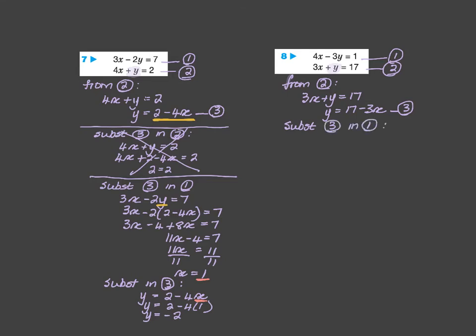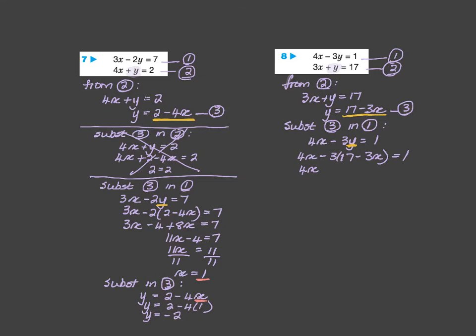Remember, we talked about not being able to substitute it back into equation 2. So equation 1 is 4x minus 3y is equal to 1. What is the substitution I'm doing? y is 17 minus 3x, and I'm going to put that in the place of the y here. So it's 4x minus 3 times (17 minus 3x) is equal to 1.